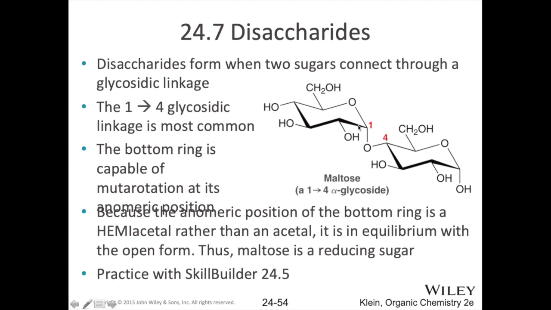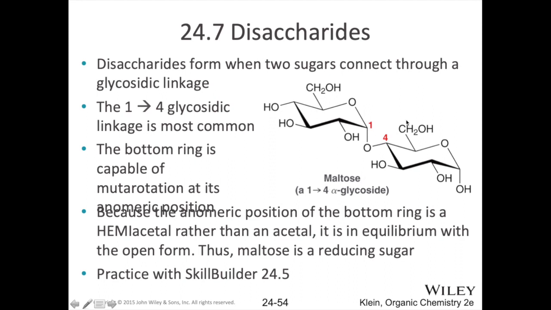Well, remember your anomeric carbon is the one that used to be your carbonyl, and that's where your hemiacetal and your acetal forms, right? It's always that carbonyl carbon. So that's your number 1 carbon. It's the number 4 carbon on the incoming monosaccharide, that nucleophile, that causes that glycosidic linkage. Okay, so that's why it's called a 1,4 glycosidic linkage.